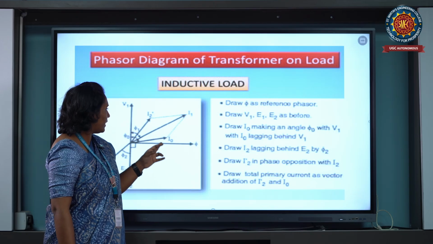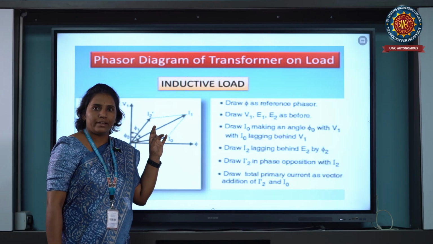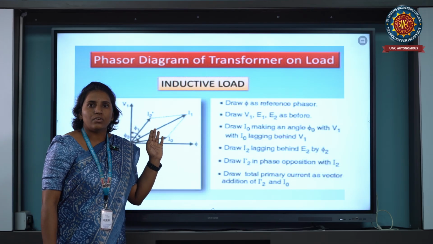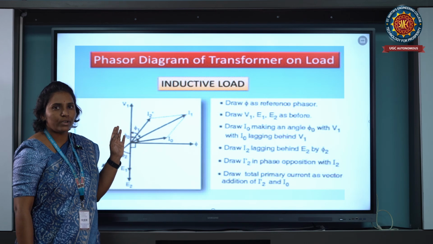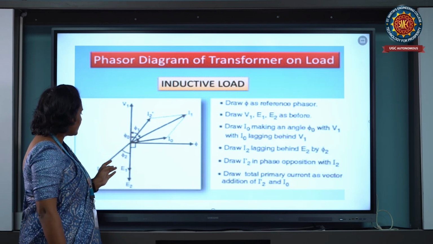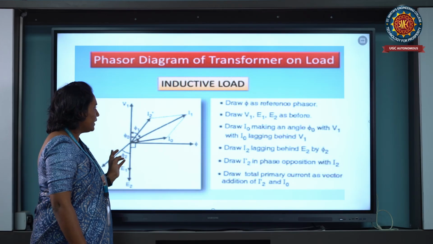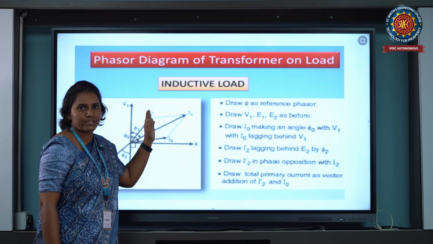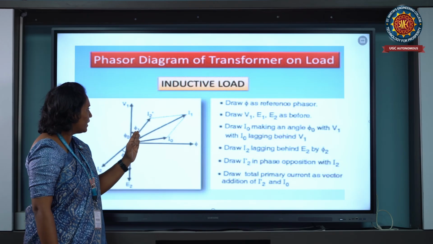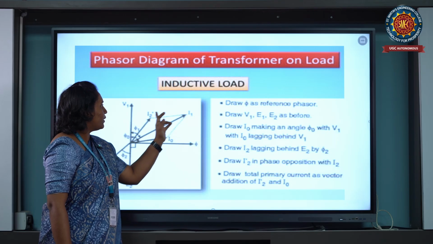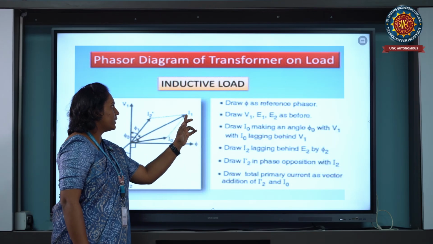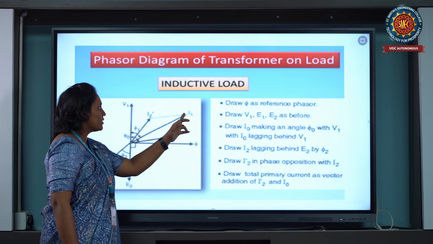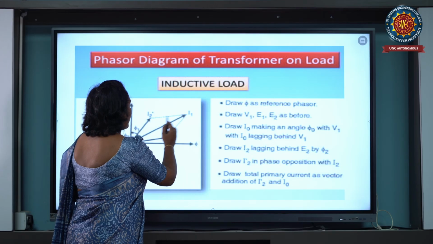The magnetizing current and working component together make the no load current. Next, in the practical transformer, I1 is equal to I2 dash plus the no load current. Here the I2 current is lagging, and I2 is the mirror reflection of I2 dash. This I2 dash current is the counter current. Both I0 and I2 dash intersect at one point. That point is the resultant current. So I1 is equal to I0 plus I2 dash.